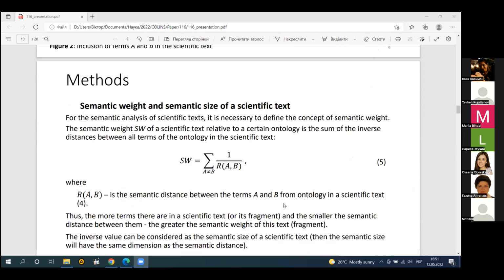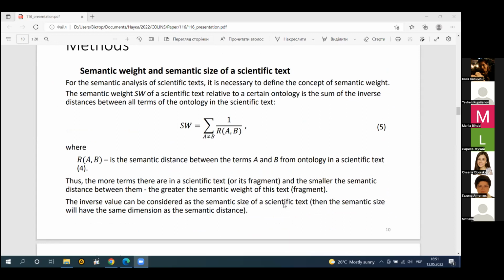Next, semantic weight and semantic size of scientific text. For the semantic analysis of scientific text, it is necessary to define the concept of semantic weight.